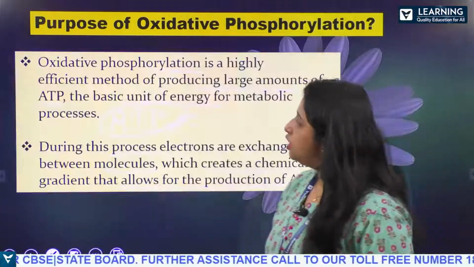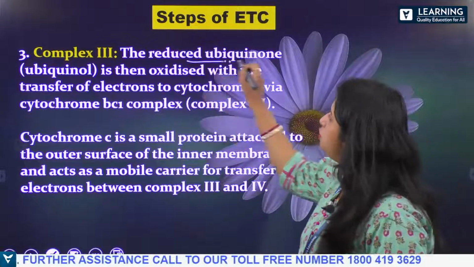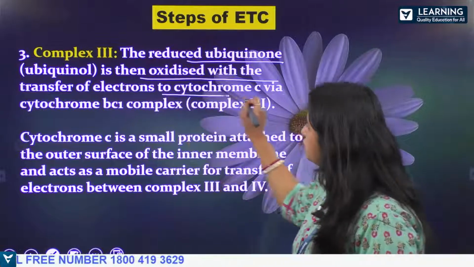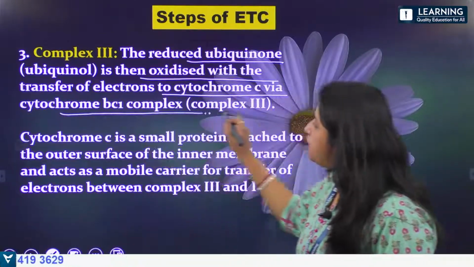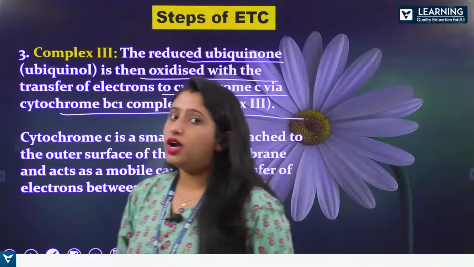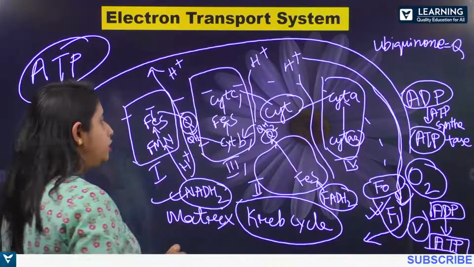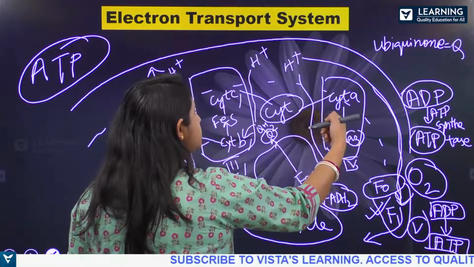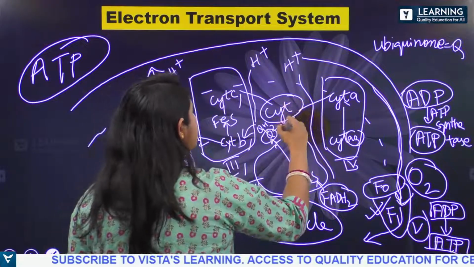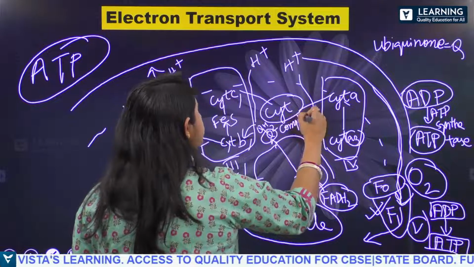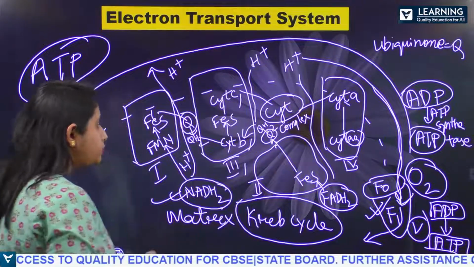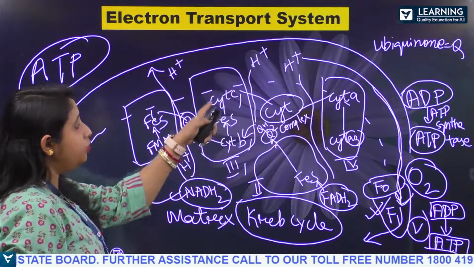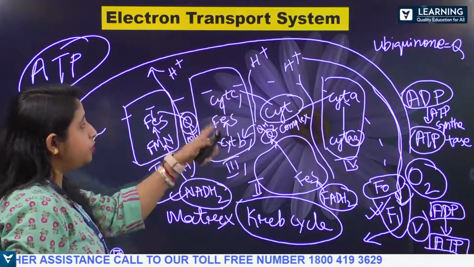So what is happening in complex number 3? The reduced ubiquinone is then oxidized with the transfer of electrons to cytochrome C via the cytochrome bc1 complex. So this reduced ubiquinone is being further sent to the cytochrome complex. From the cytochrome complex, the electrons go from cytochrome B to cytochrome C.